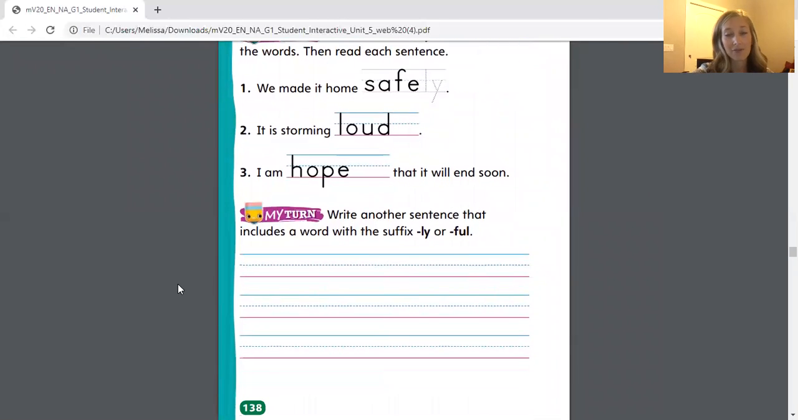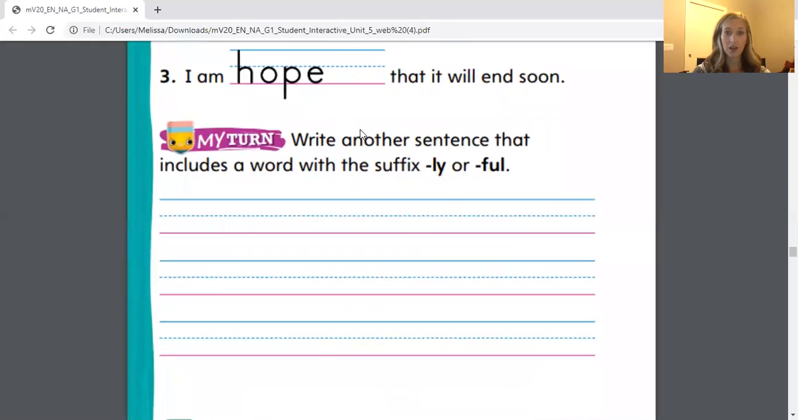All right, the last piece of work you have to do for the day is the My Turn. Write another sentence that includes a word with the suffix ly or ful. Okay, so your job is to write 1 sentence. You can use any topic you want, write about anything you want, but you need to include 1 word that has the suffix ly or the suffix ful. Now, all of the pages we worked on today have many, many, many words with these suffixes, so go back and find a word that you want to use. If you want to go above and beyond, you could write a sentence with 2 words, one maybe using the suffix ly and another using the suffix ful.